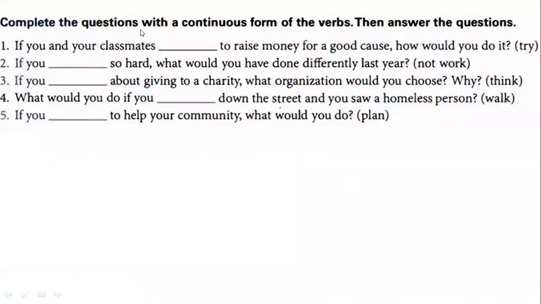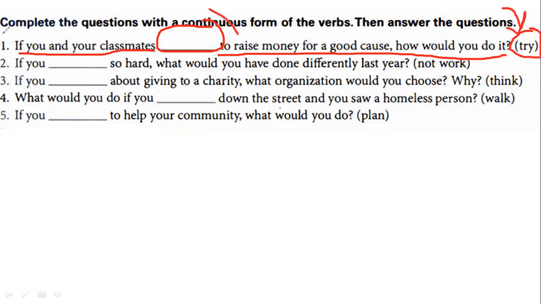Let's complete the questions with the continuous forms of the verbs, then answer the questions. If you and your classmates to raise money for a good cause, how would you do it? Now, we have to use the verb try to have the hypothetical situation. We're trying. Perfect.